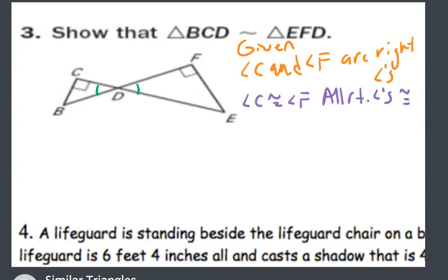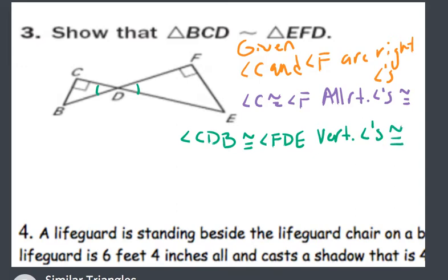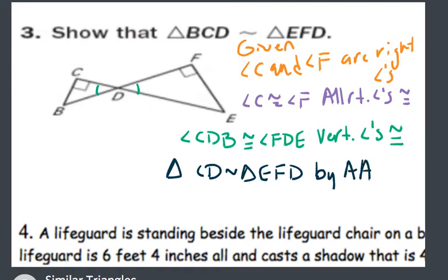So I'm going to say angle CDB is congruent to angle FDE, vertical angles congruent. And now I'm going to say that the triangles are similar. So triangle BCD is similar to triangle EFD by angle-angle similarity.